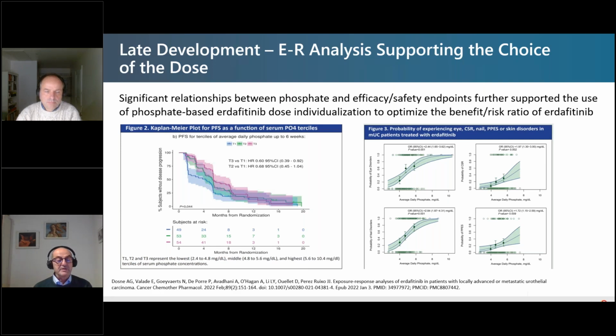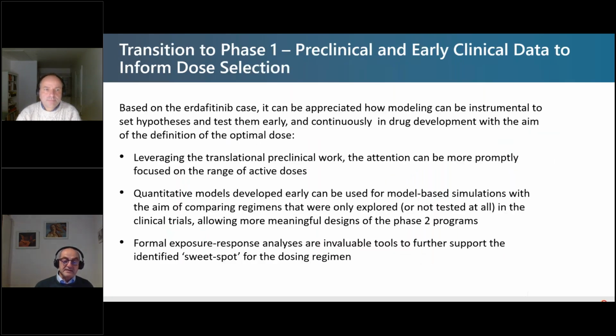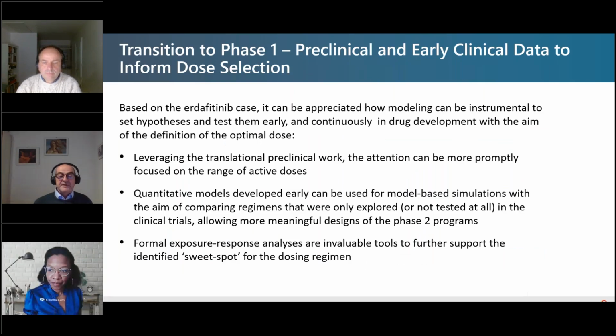It also supported the fact that for erdafitinib, phosphate level were better proxy of the clinical efficacy than standard metrics of systemic exposure. So we can go to the next slide, which is a report of the conclusions for this case study. So based on this erdafitinib case, it can be appreciated how modeling can be instrumental to set hypotheses and test them early and continuously in drug development with the aim of the definition of the optimal dose.